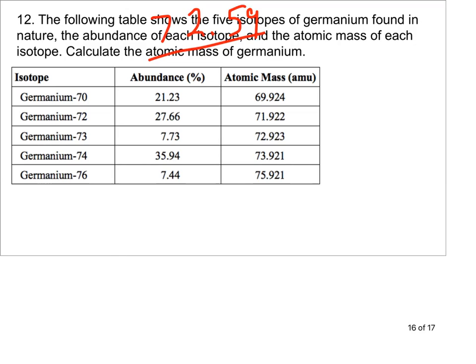So we want to make each of these a decimal, so that would be 0.2123, 0.2766, 0.0773, 0.3594, and 0.0744. And we're going to multiply, multiply, multiply, multiply, multiply, and we're going to add all that stuff up. Again, you can run this all through in one series of calculations on your calculator.